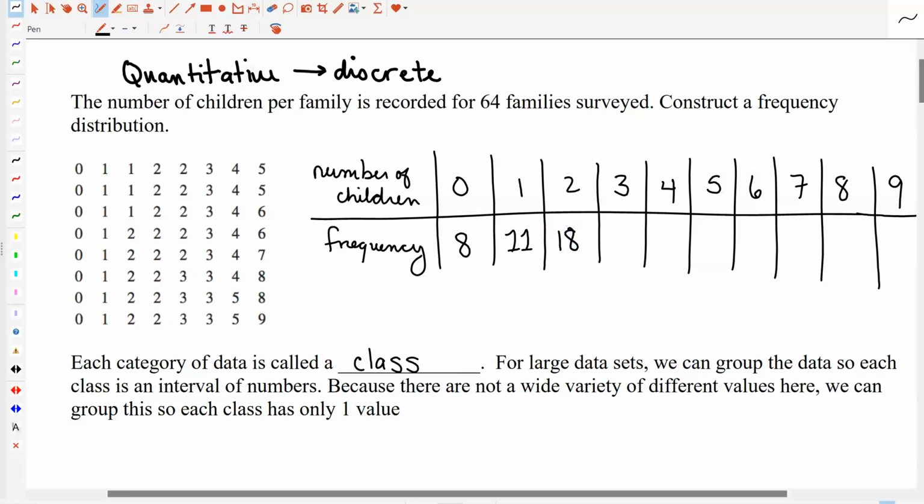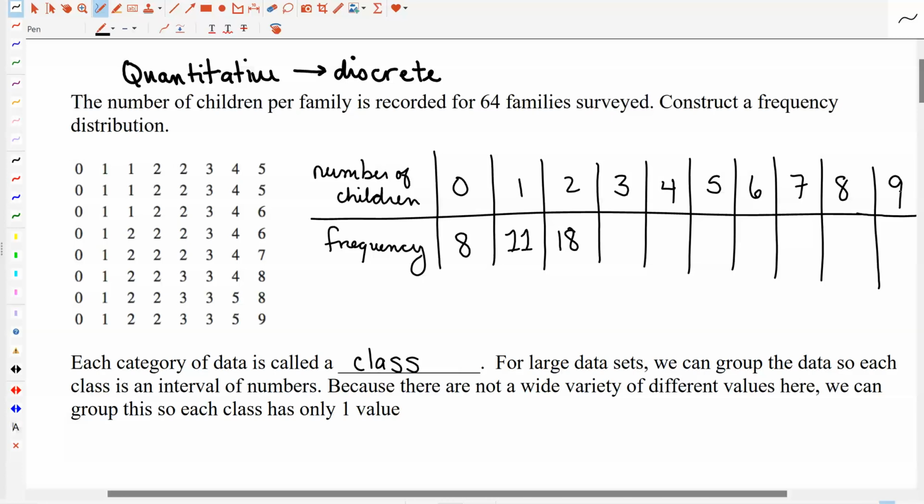Alright, so go ahead and continue in this manner. I would encourage you to pause this right now and work through finishing the values for the classes 3, 4, 5, 6, 7, 8, 9, and then see if the values that you get match up with the values that I'm about to find.